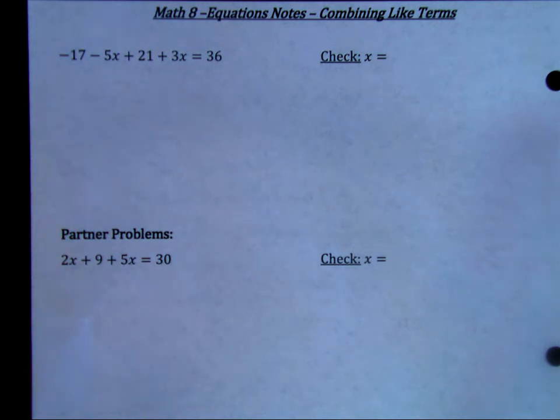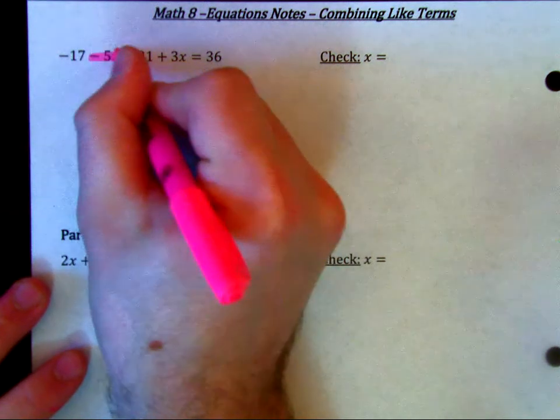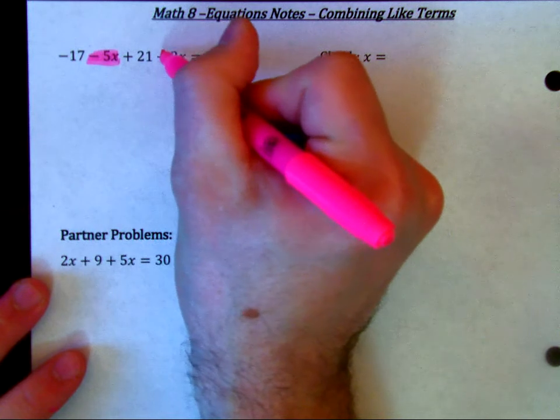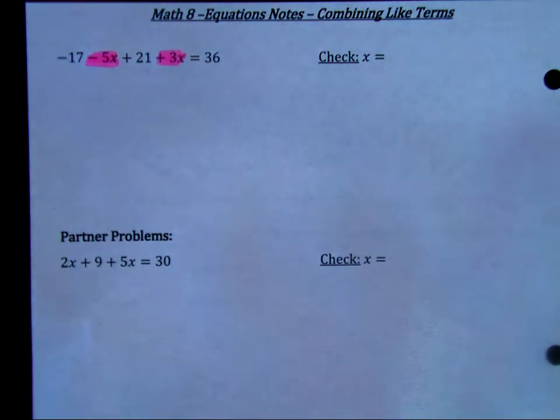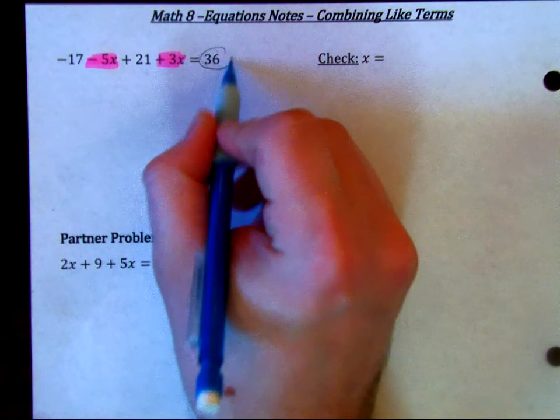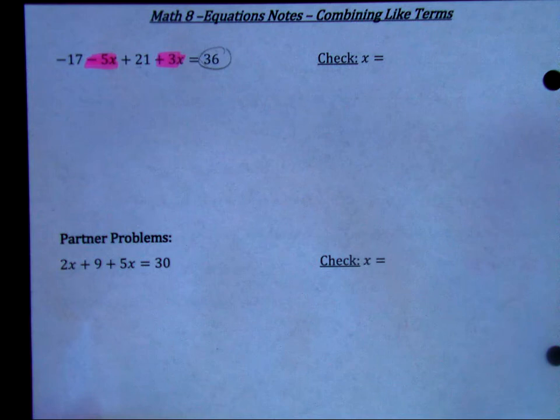Peyton, out of these values on the left here, can you tell me what I should highlight as my variable terms? So I have negative 5x and a positive 3x. And then, Jane, can you tell me what I should circle for my constants? I am going to have a 36, and so maybe I can work on the left side as well. What would I have as my constants on the left side of that equal sign?